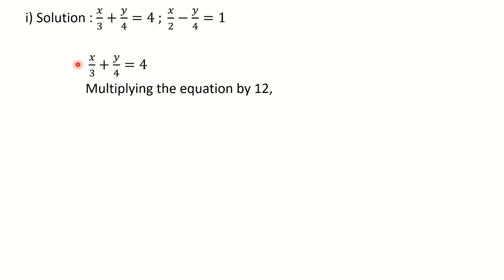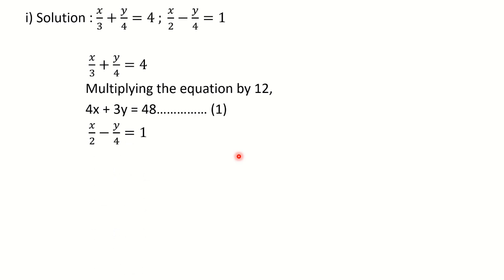So here when we multiply by 12, 12 will get cancelled with 3 and we will get 4x. Here 12 will get cancelled with 4 and we will get 3y. And here when we multiply, we will get 12 4s are 48. So this is the new equation: 4x plus 3y is equal to 48. Number this as equation number 1.